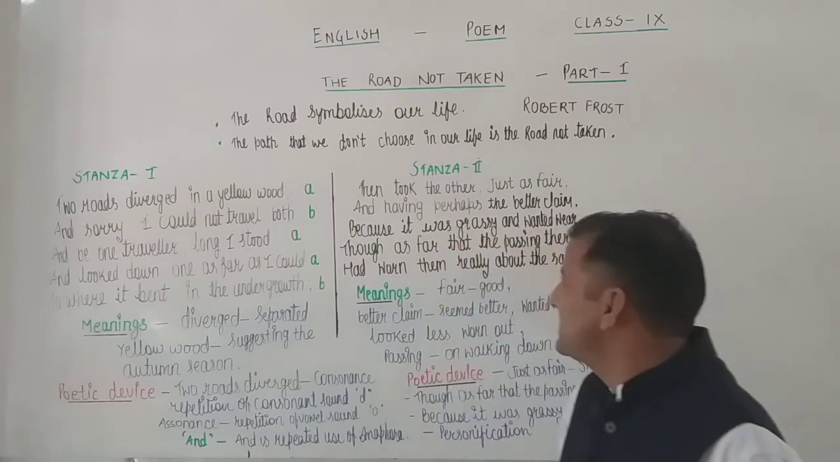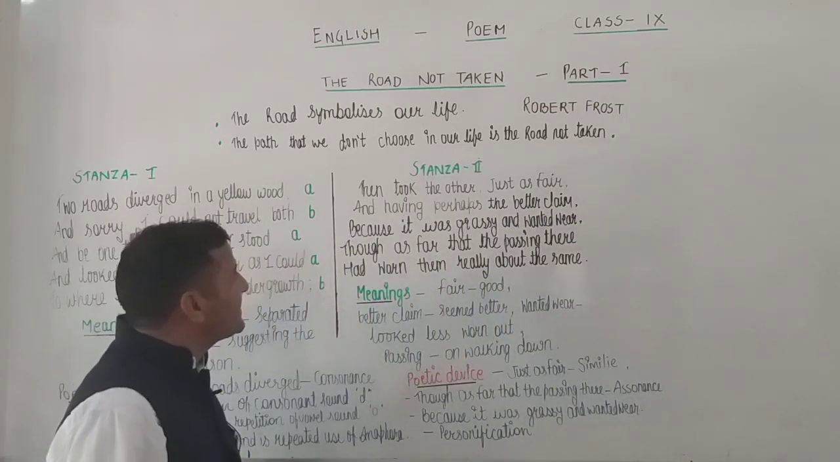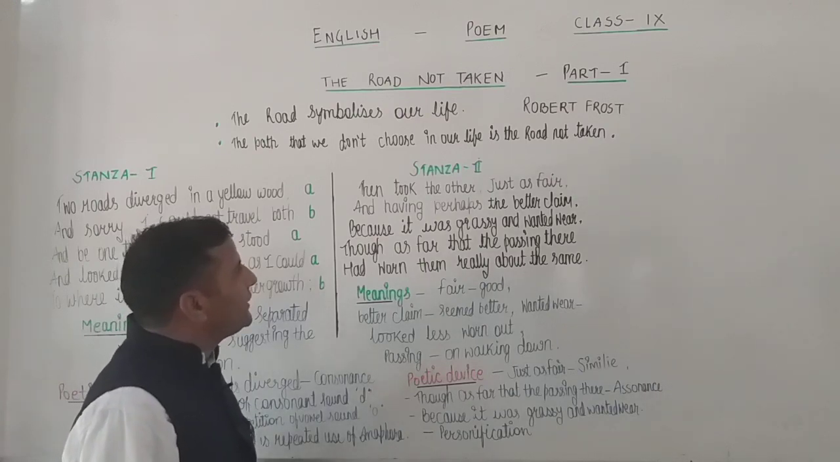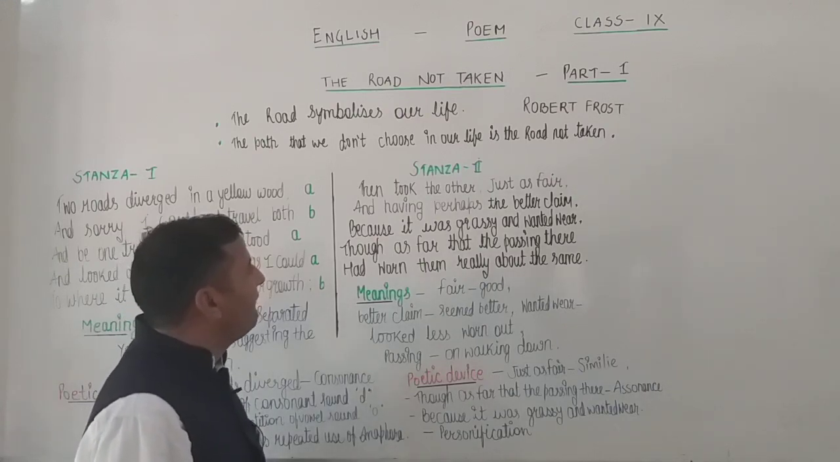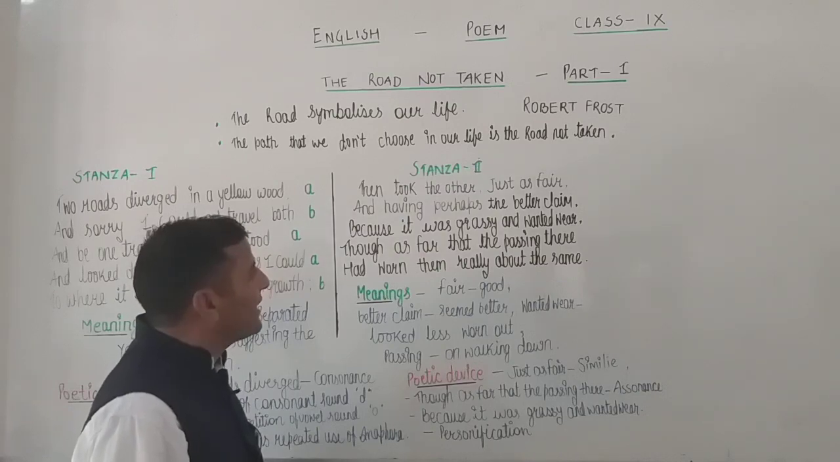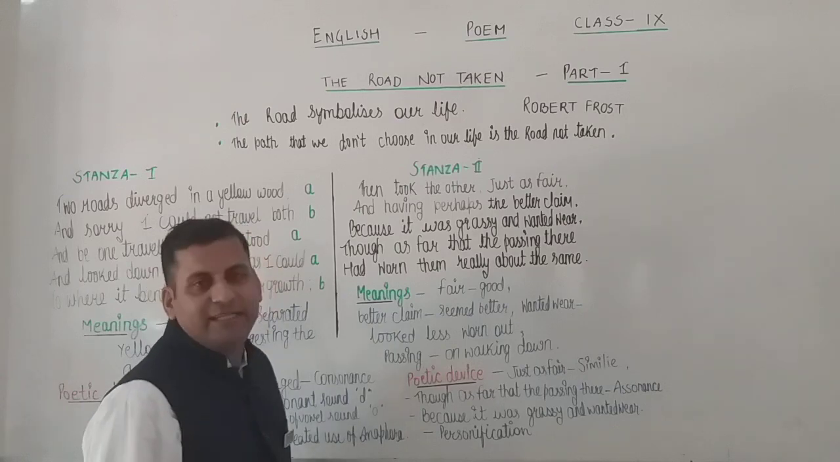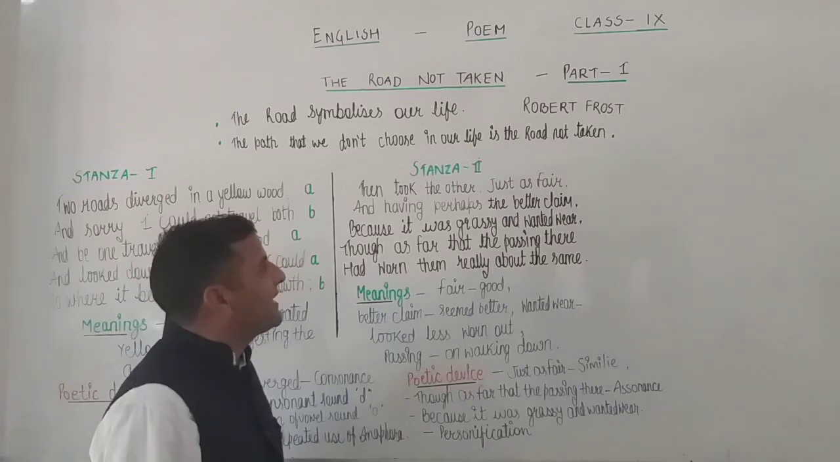Now students, let's look at the second stanza. Then took the other just as fair, and having perhaps the better claim, because it was grassy and wanted wear, though as for that the passing there had worn them really about the same. Students, the rhyme scheme of the second stanza is A, B, A, B.